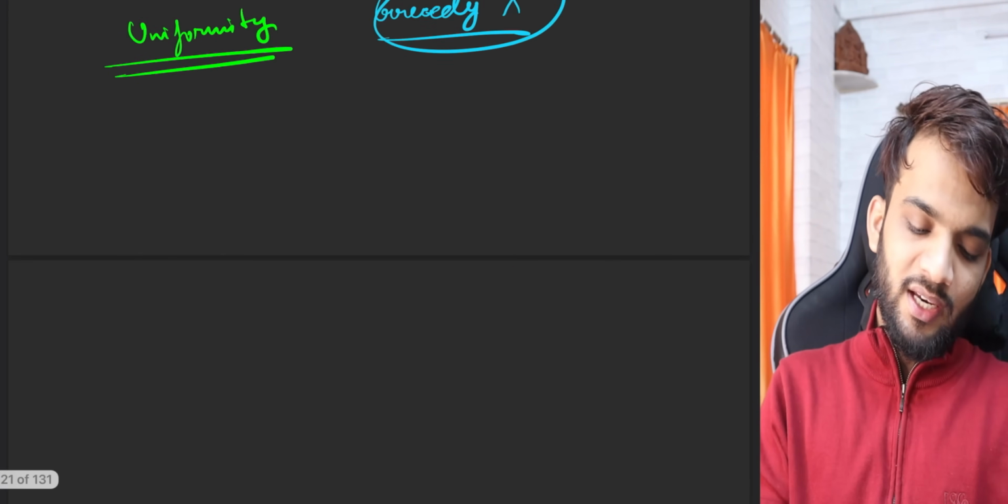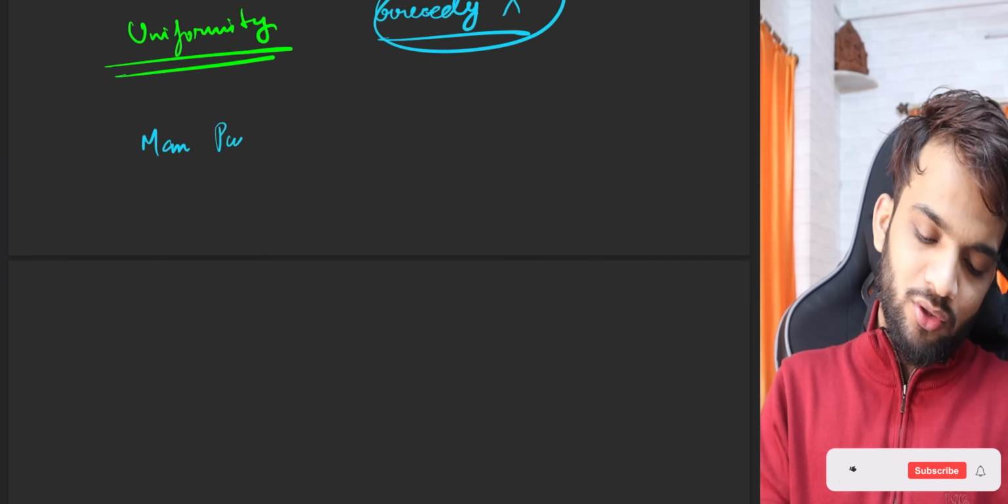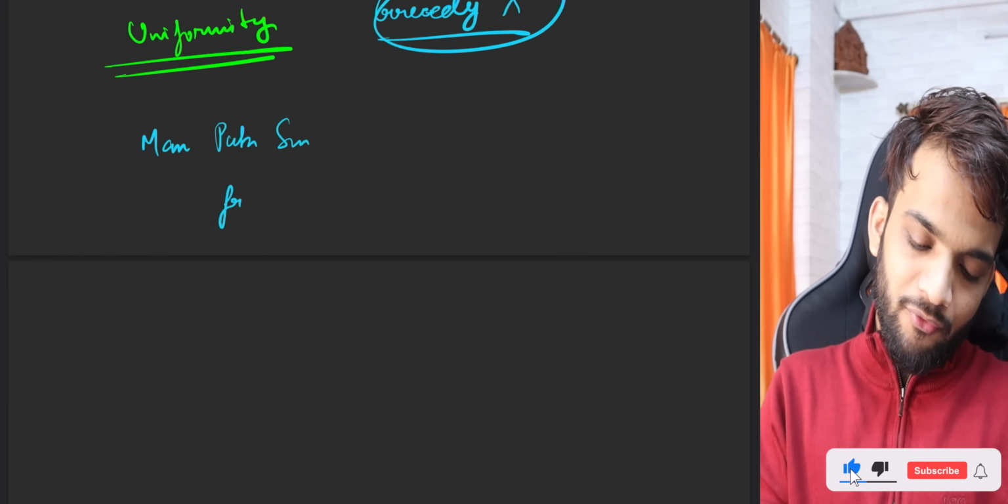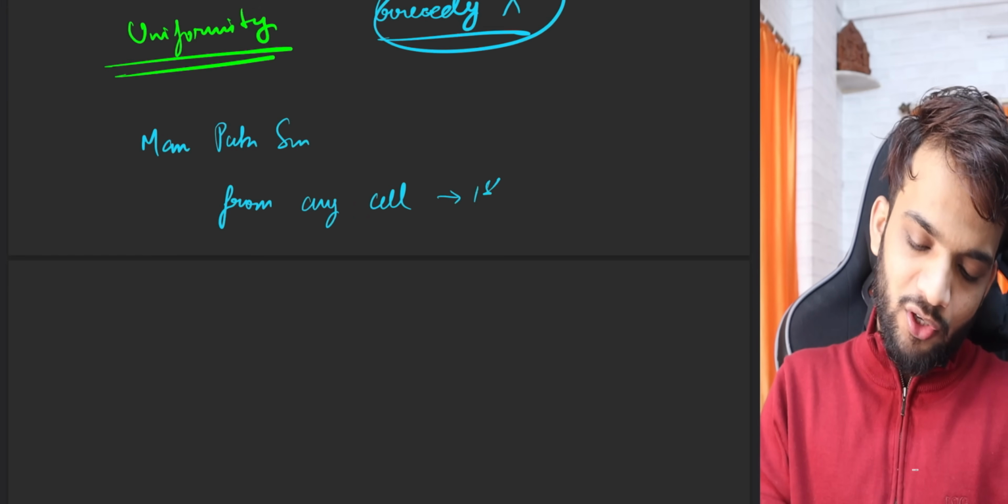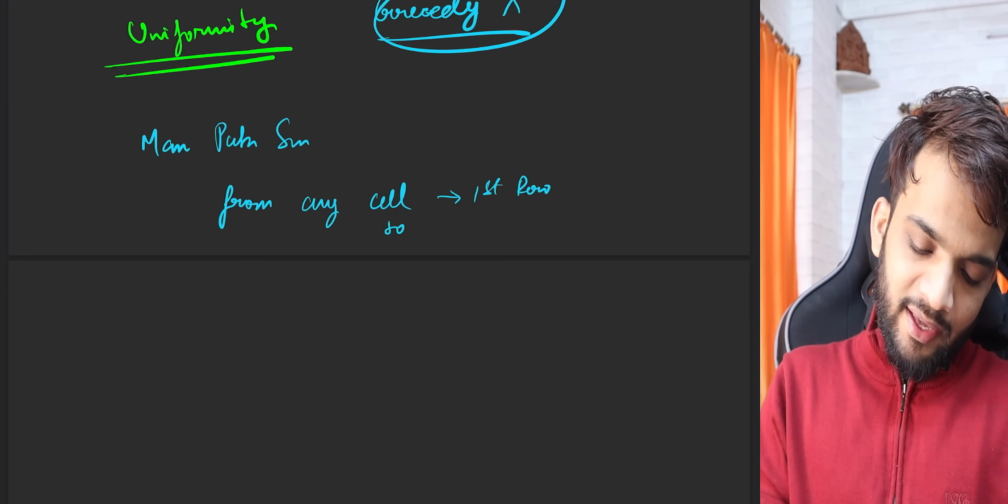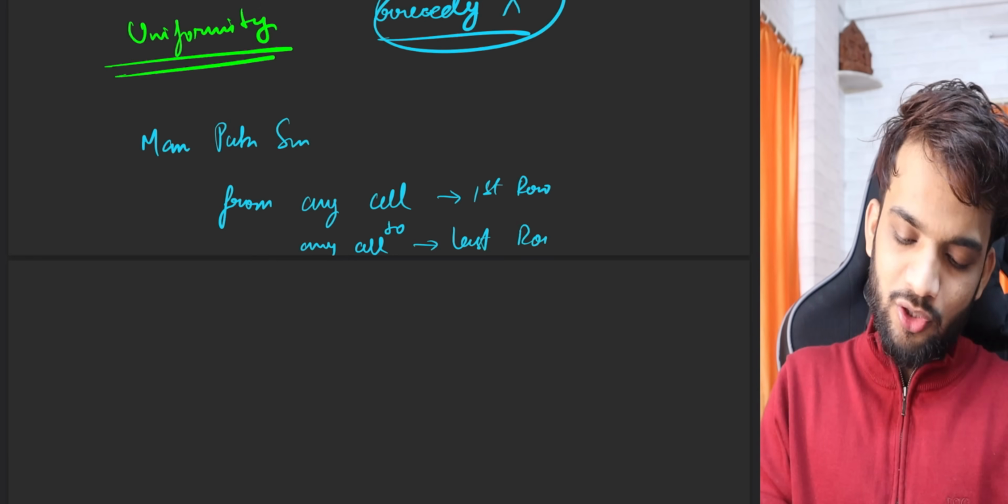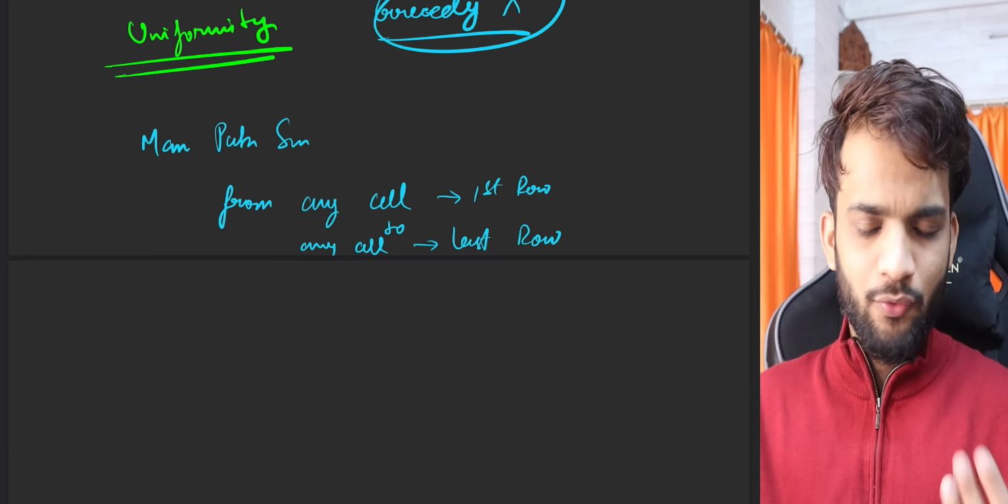So what does the question state? The question states to figure out the max path sum from any cell in the first row to any cell in the last row. That is what the question is actually asking you to find, correct?